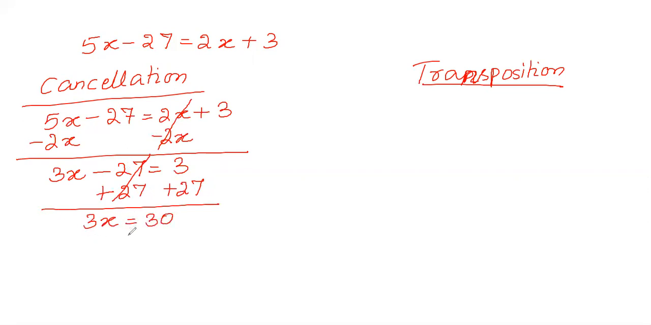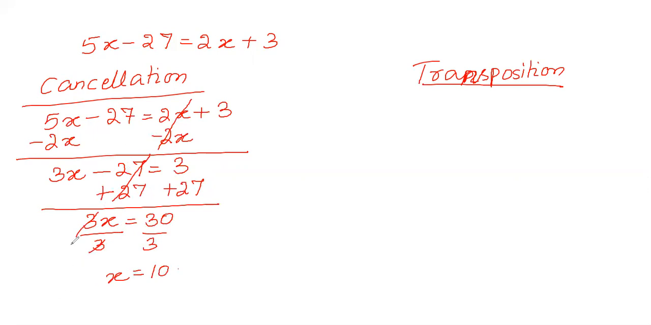So now 3x is equal to 30. Again here, you don't have just the variable. It's multiplied by 3 now. So to remove the 3, you divide by 3 on both sides. So you get x is equal to, so 3 is cancelled on the left. So x is equal to 10.